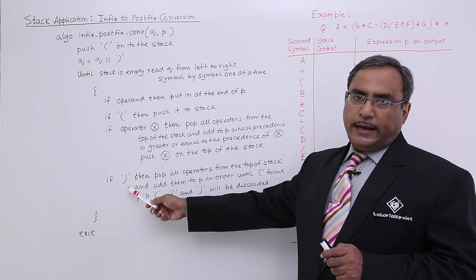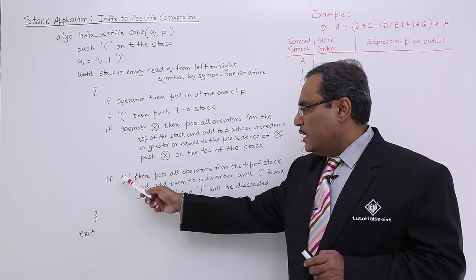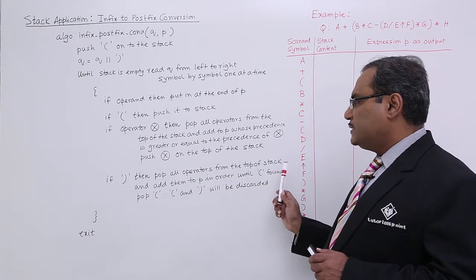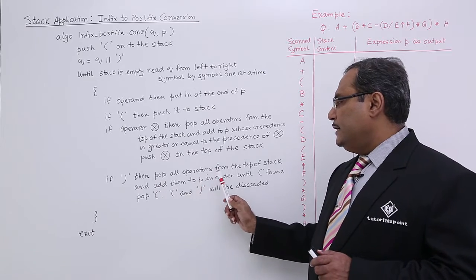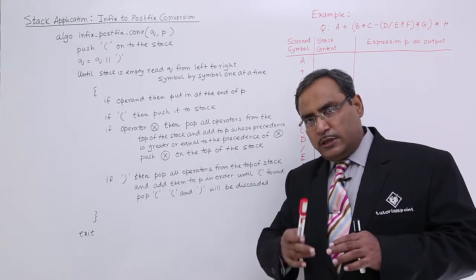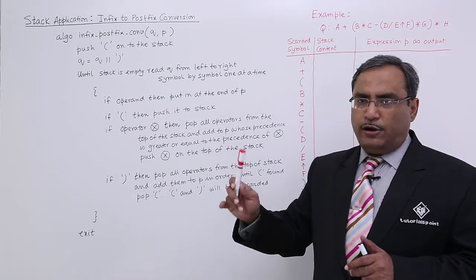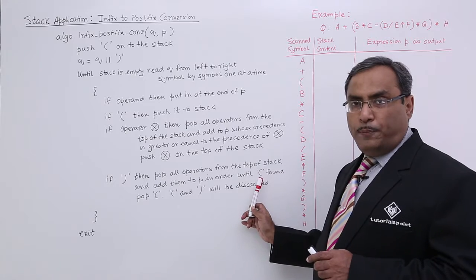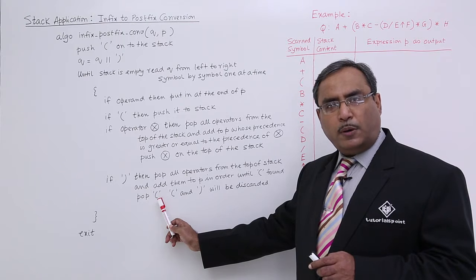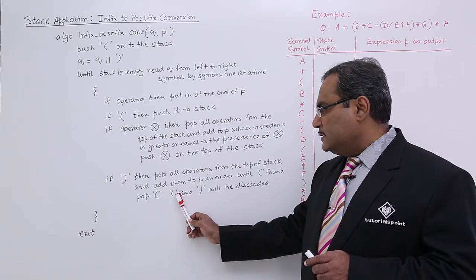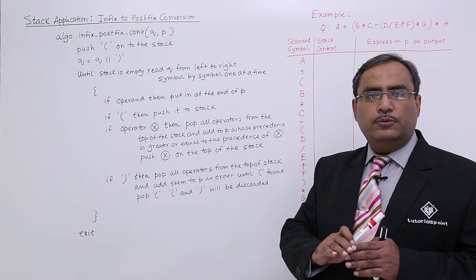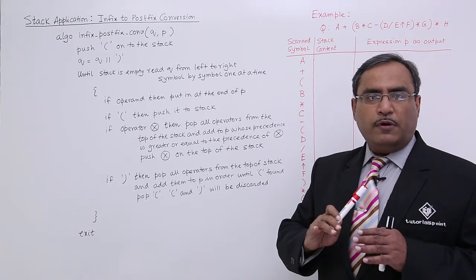Last one is the closing parenthesis. If closing parenthesis is encountered, then pop all operators from the top of the stack and add them to P in the order, in the same order in which I am popping them out, until one open parenthesis is found. The open parenthesis will also be popped out from the top of the stack, and this open parenthesis and the closing one will be discarded. That means they will disappear from the system.